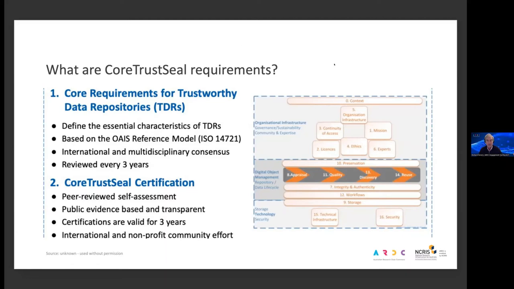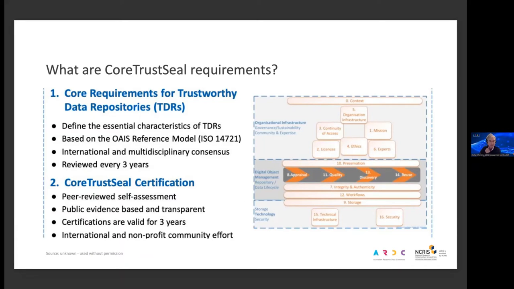The whole structure of the 16 requirements comes from something called the OAIS reference model. It's an international standard, and you can find a link to it on our community website. I'm not a repository specialist, so there are probably people in this call who understand much more about that, but it's a way of breaking down the processes of a repository, and the requirements follow that model.